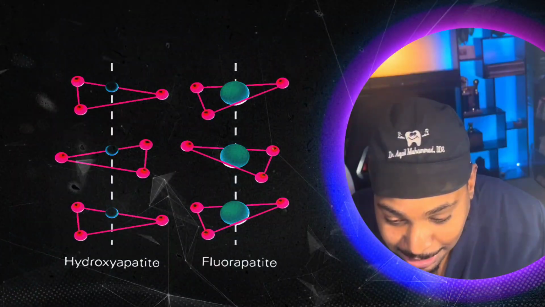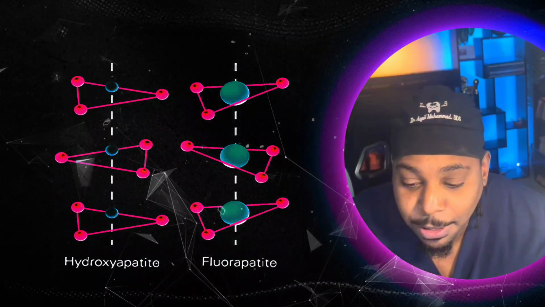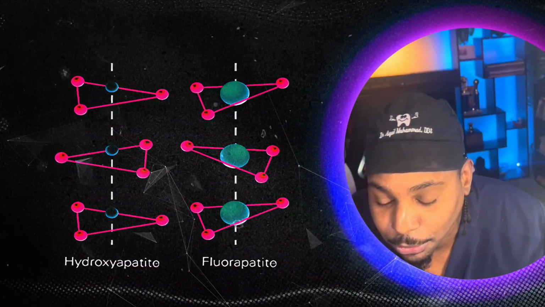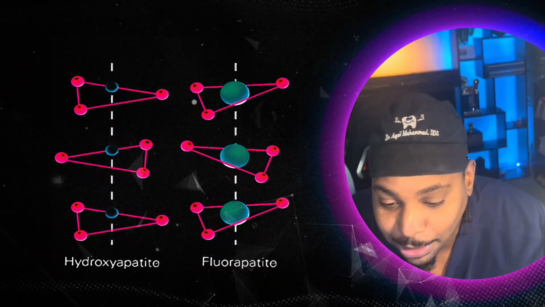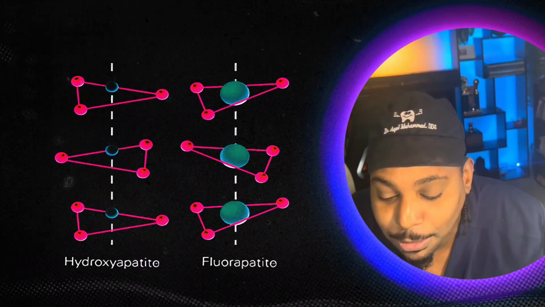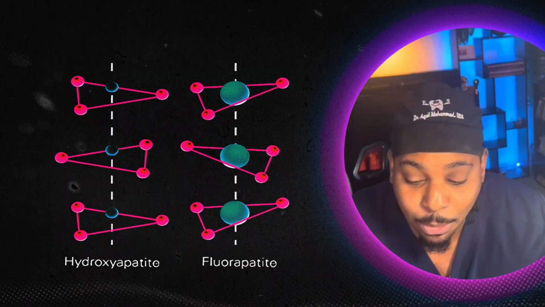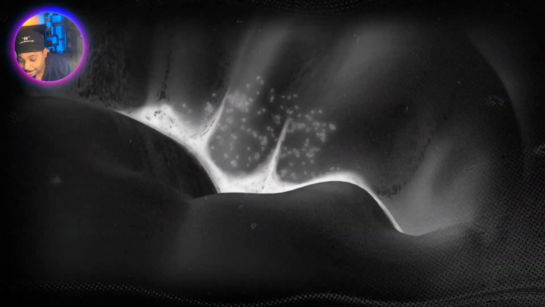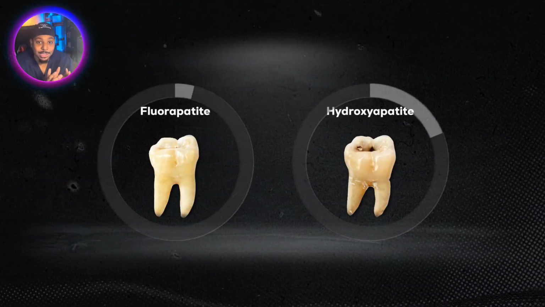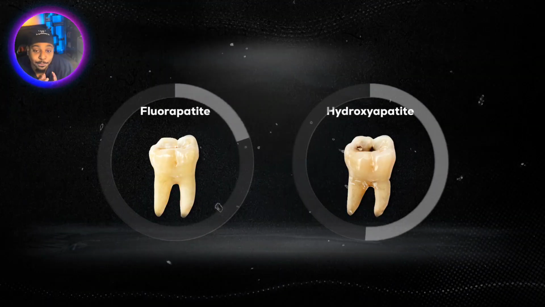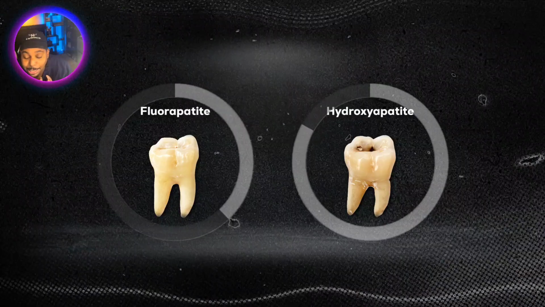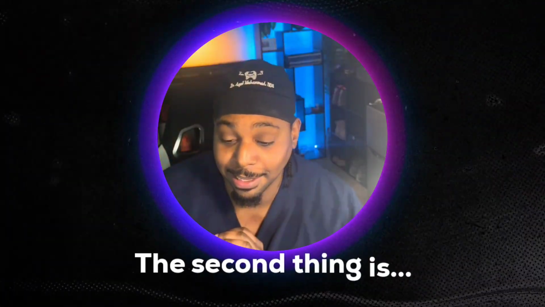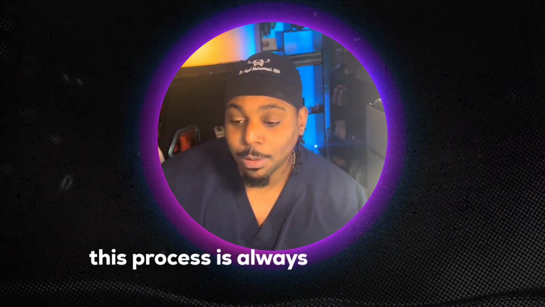So if we look at hydroxyapatite versus fluoroapatite here, you can see the big dark blue circles are the fluoroapatite, the small one hydroxyapatite. This molecule, the big one over here, is just much more difficult to break down than the hydroxyapatite. So if you're in an acidic environment and acid is trying to seep away those minerals, the result of breaking that tooth down is going to be much slower in a fluoroapatite tooth than it would be in a hydroxyapatite tooth. The second thing is this process is always ongoing.